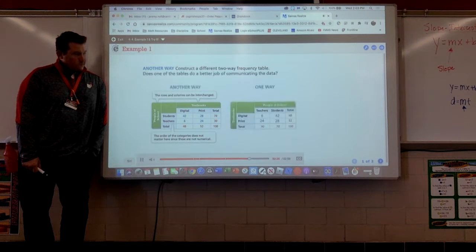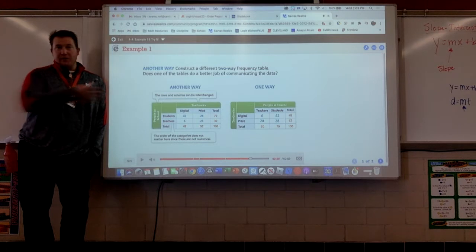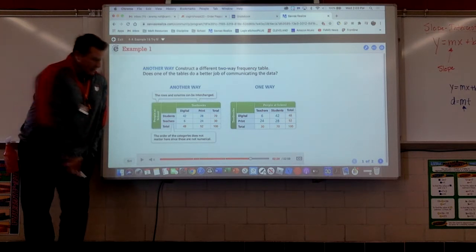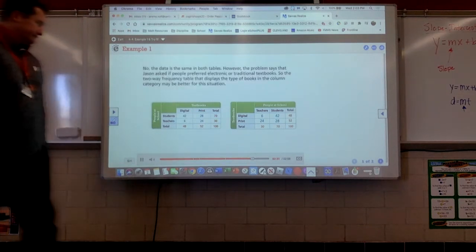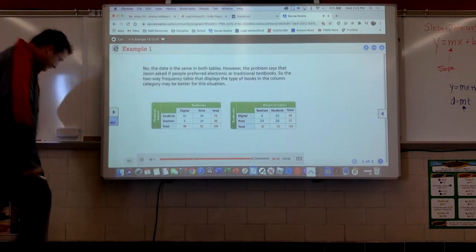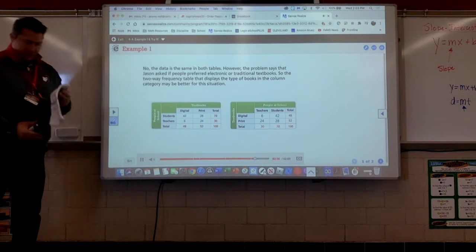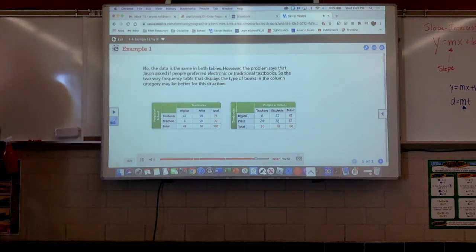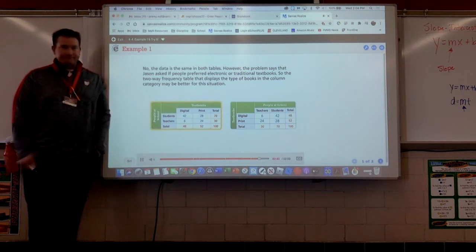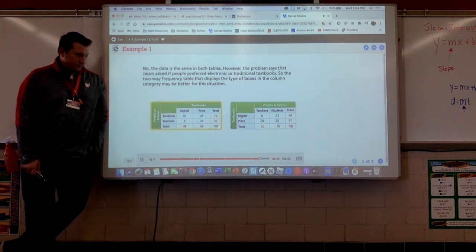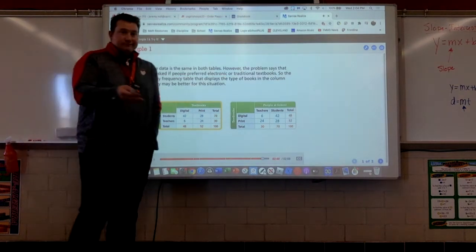Does one of the tables do a better job of communicating the data? I mean, we may prefer one over the other at the end of the day. Crew, it does not matter. Same stuff. The data is the same in both tables. However, the problem says that Jensen asked if people preferred electronic or traditional textbooks. So the two-way frequency table that displays the type of books in the column category may be more useful for this situation. Maybe. Maybe not.